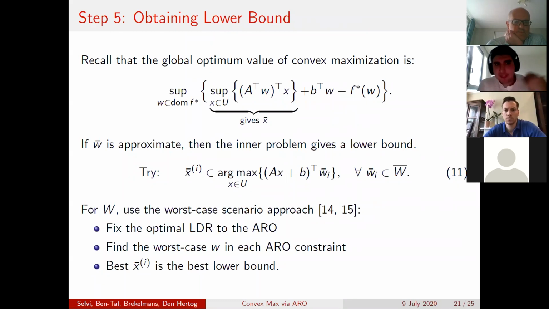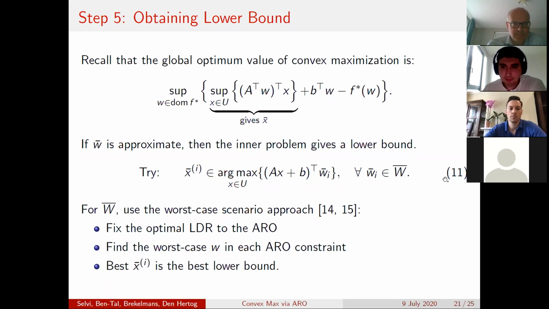Okay, now we solve step 4 and we have an upper bound, and obtaining a lower bound works as follows. Remember that this problem on top is equivalent to the global optimum value of the convex maximization problem. If we knew the worst case W, then solving the inner problem would give us the optimal X value. But because we take a safe approximation, we will instead try to find the lower bound X by solving this inner problem for many W values.